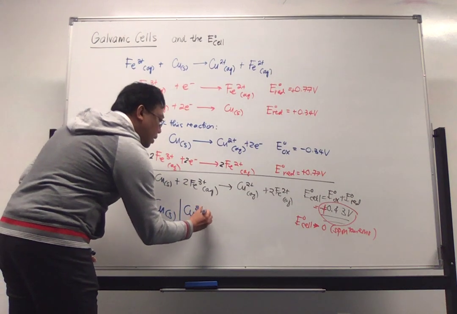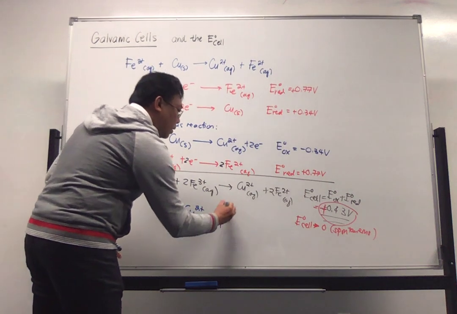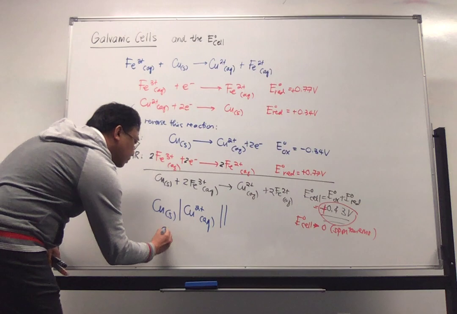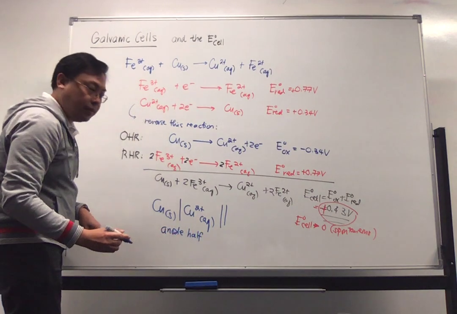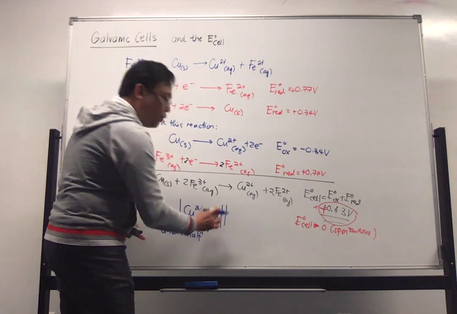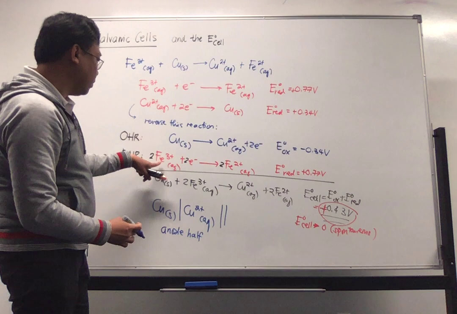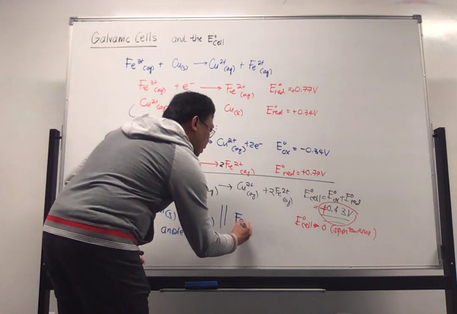Copper 2 plus, aqueous. Now, this is the anode half cell, where oxidation happens. Okay, this is our physical boundary that separates the two half cells. And then the reduction is from where? From Fe3 plus to Fe2 plus.